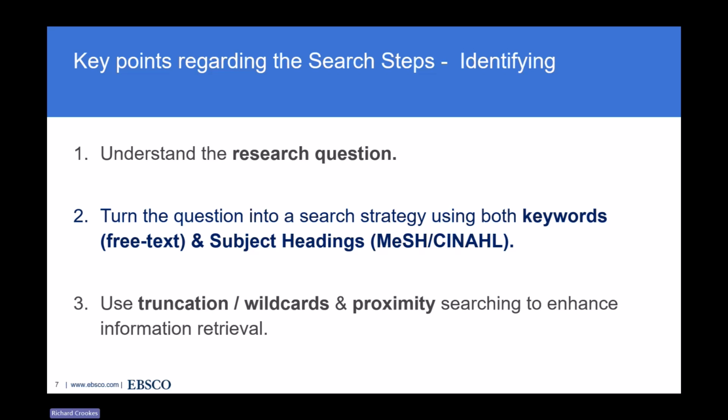And that uses both keywords, free text searching, and subject headings. So the likes of MeSH headings, Medical Subject Headings for MEDLINE, or the CINAHL headings, the controlled vocabulary for the CINAHL database. Now, there's some debate whether keyword searching should be unqualified or simply title and abstract. So we'll look at those. And then thirdly, we want to factor in the use of truncation, syntax for the EBSCO interface, the use of wildcards, and also proximity or precision search operators to enhance the information retrieval, to ensure that we're finding what's out there on this particular topic or question in view.